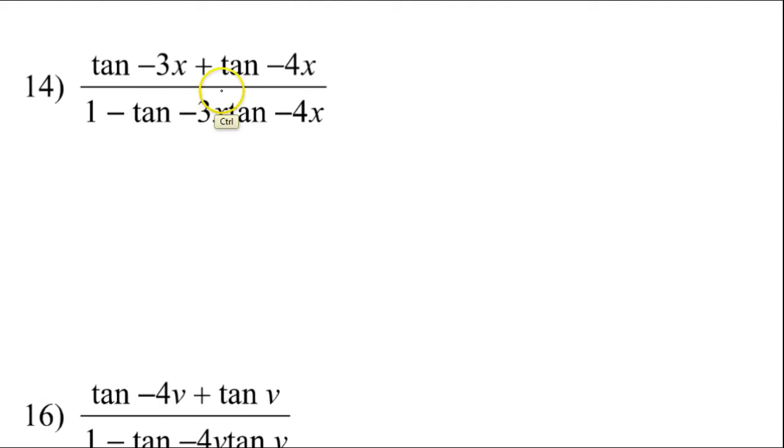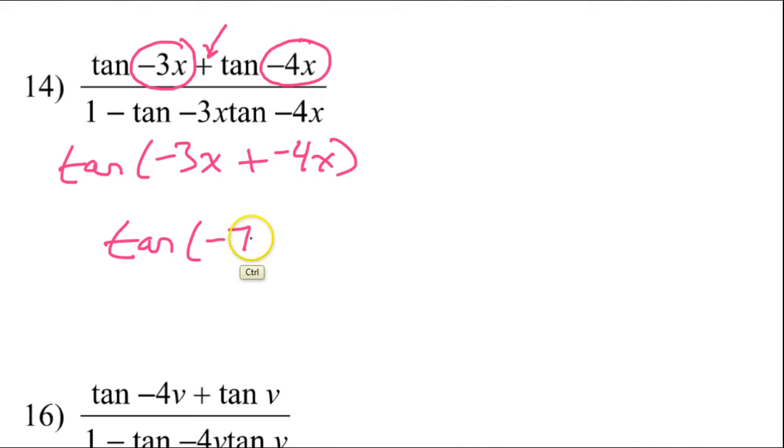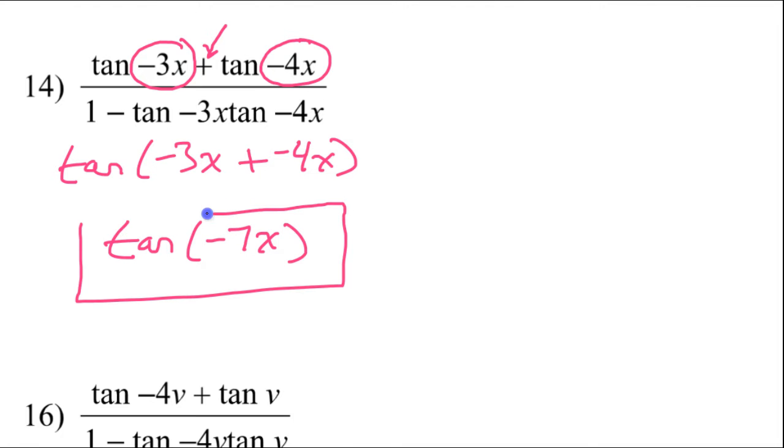All right, again, number 14, easy peasy. This is again the tangent formula, where the two angles are negative 3x and negative 4x. So this is going to be the tangent of negative 3x plus, all right, it's always going to go by this right here, so plus negative 4x. Well, that's just going to be the tangent of negative 7x. And that's all we can do with that. So final answer.